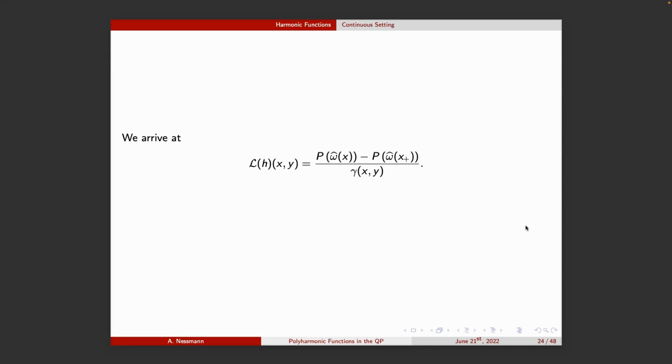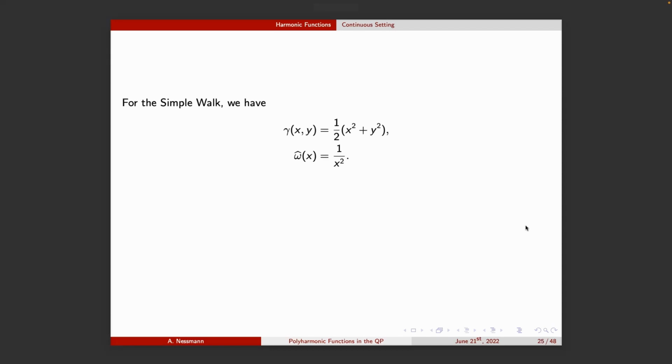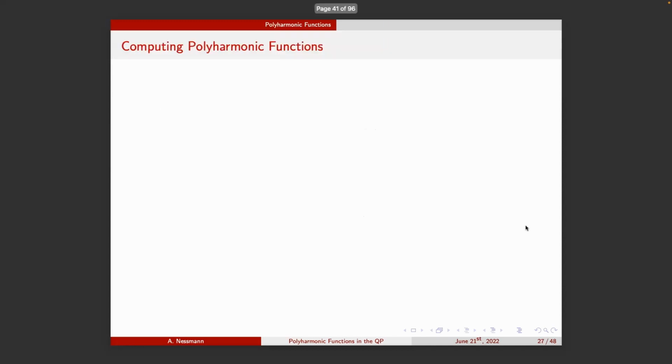Well, that's harmonic functions. For the simple walk, again just an example, we find a harmonic function here, for example, a Laplace transform harmonic function, or this one. So for polyharmonic functions, we would very much like to do the same. We want to just write down a boundary value problem and then say there's theory and we're done. We want to be very lazy.